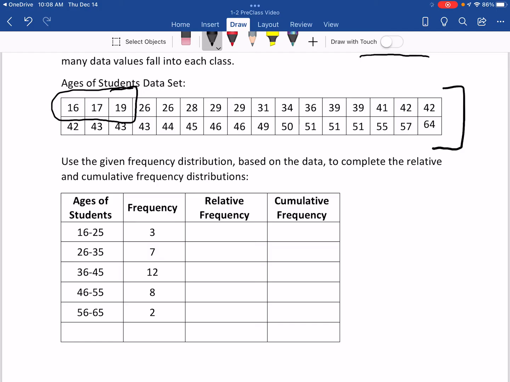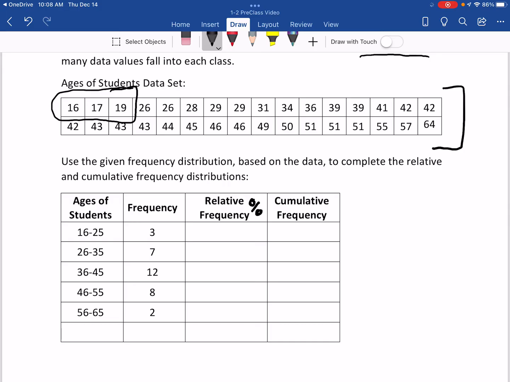If I have this frequency distribution here, I can also make what's called a relative frequency. It reminds me of a pie chart. It tells you what percentage of the whole class of students is in each of those groups.